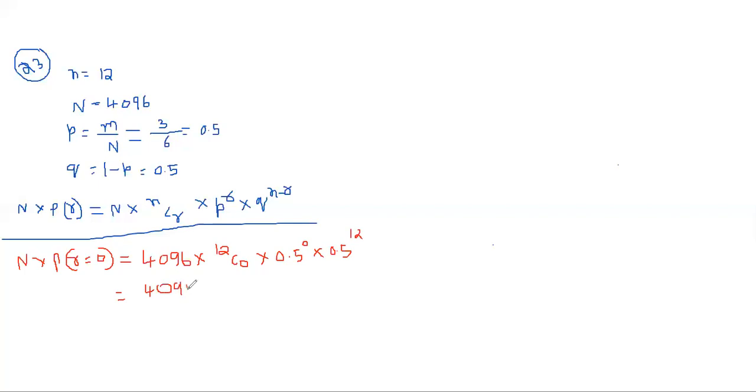So 4096 into, I already told you if your r value is 0, whatever the n value is, you will get 1 as the answer, into 0.5 raised to the power of 12. So 0.5 has to be multiplied how many times? 12 times. So what is the answer that you are going to get here? 0.000241.